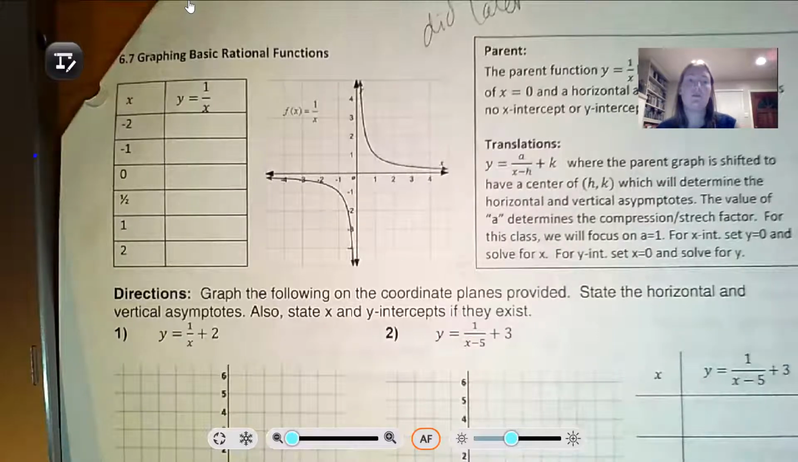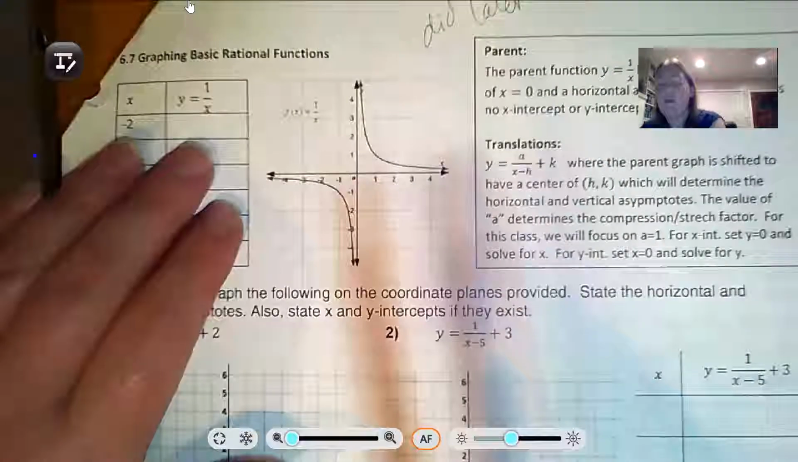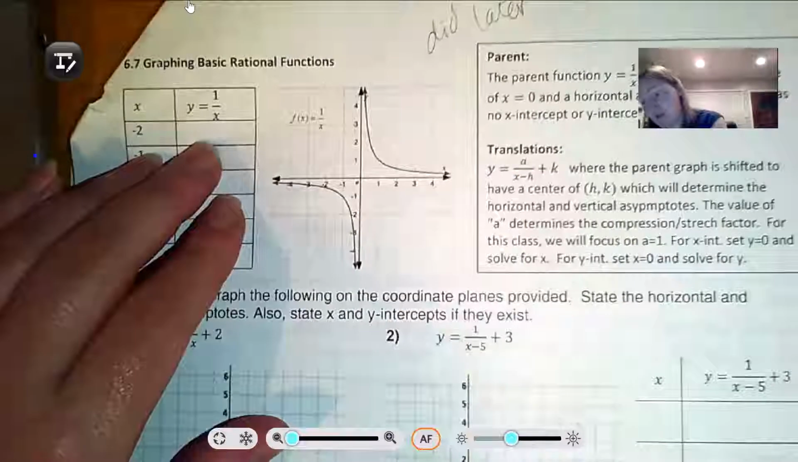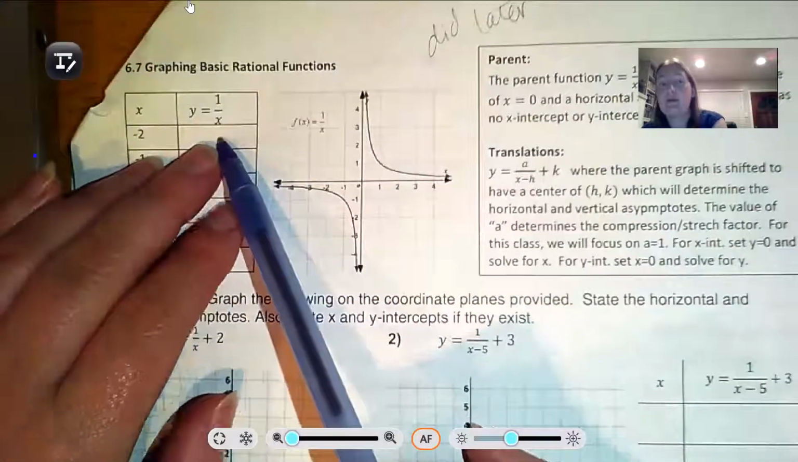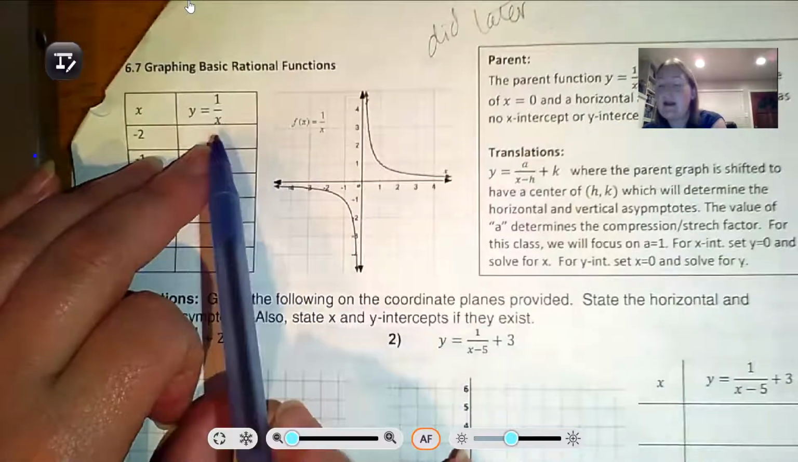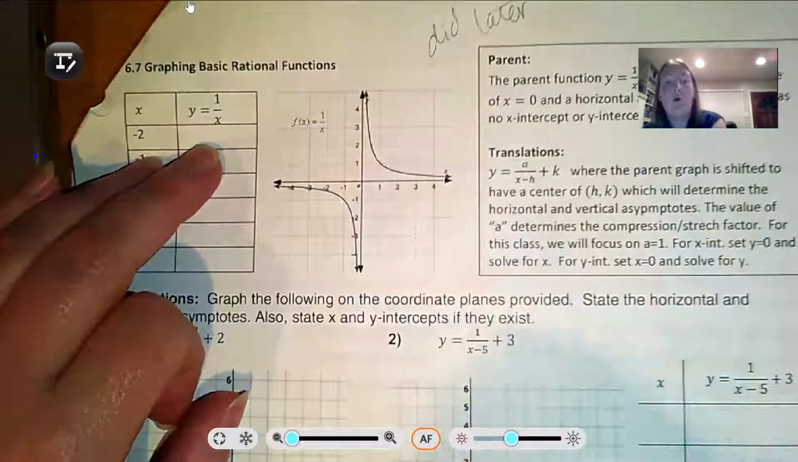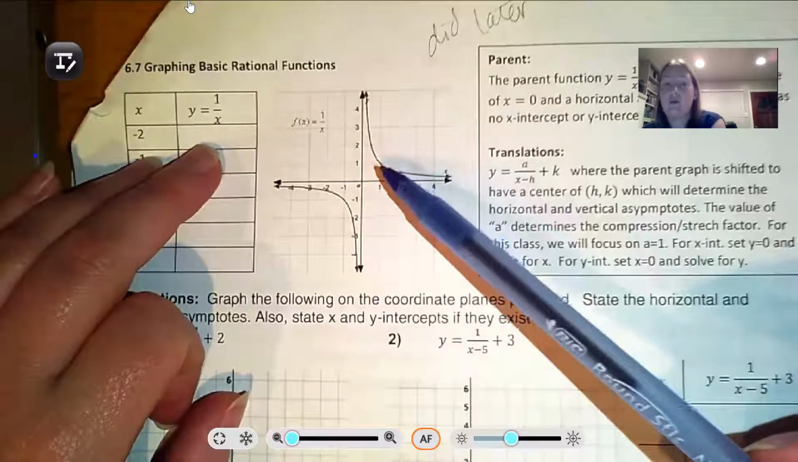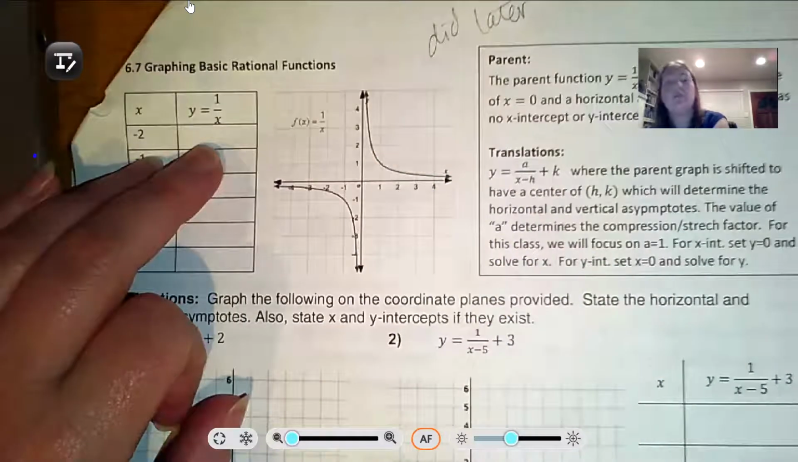All right, so 6.7 is on graphing the basic rational functions. So a rational function is one that involves a fraction, rational meaning fraction, a ratio. So the parent function for a rational is 1 over x. That's the most basic one we have. And from there we can translate it right, left, up, and down. We can make it stretched or compressed, all these different things.